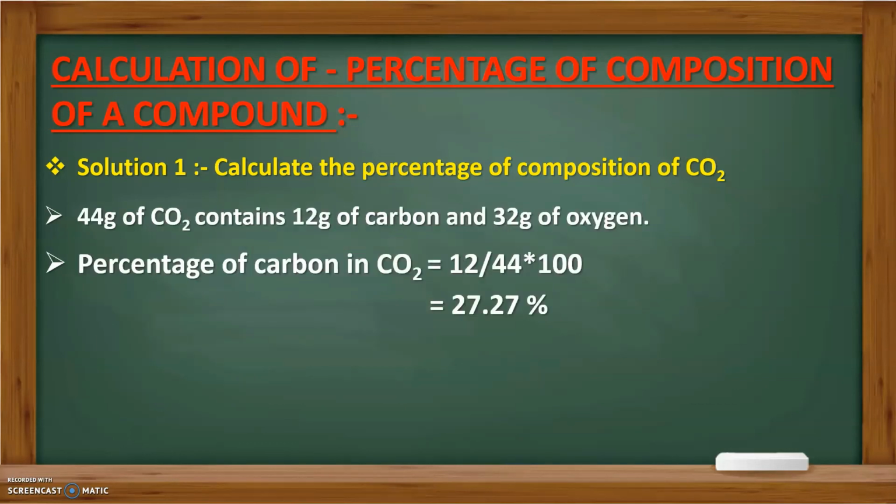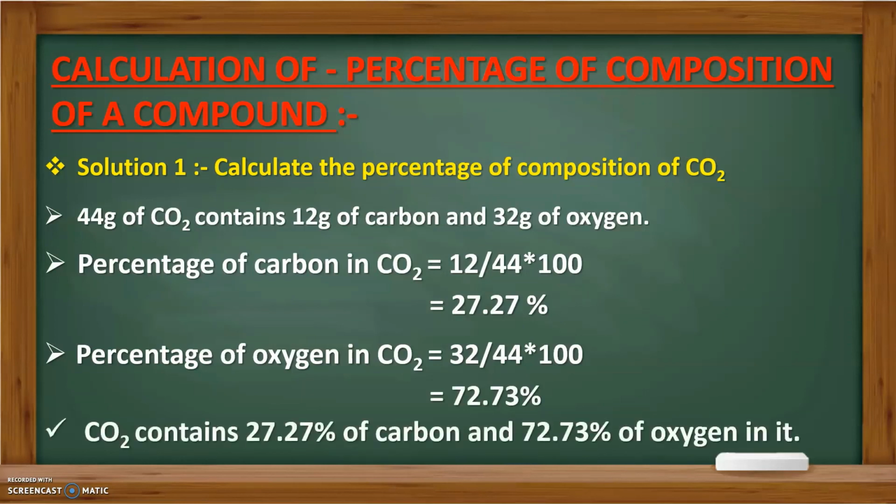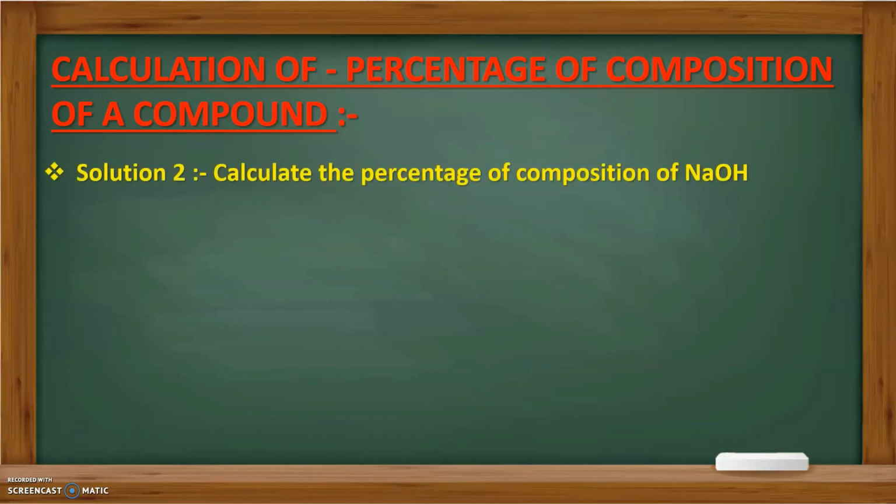So 27.27% of carbon dioxide is carbon. And 44 grams of carbon dioxide contains 32 grams of oxygen. So percentage of oxygen in carbon dioxide is equal to 32 divided by 44 into 100, which gives 72.73% as the answer. Thus, carbon dioxide contains 27.27% of carbon and 72.73% of oxygen in it. So finally, let's solve another example.